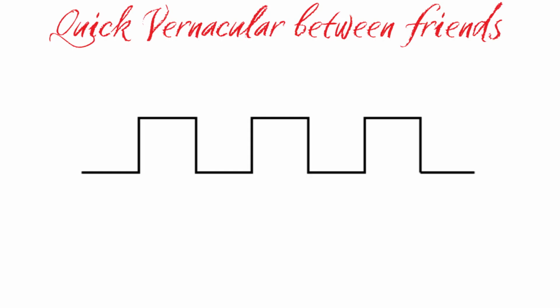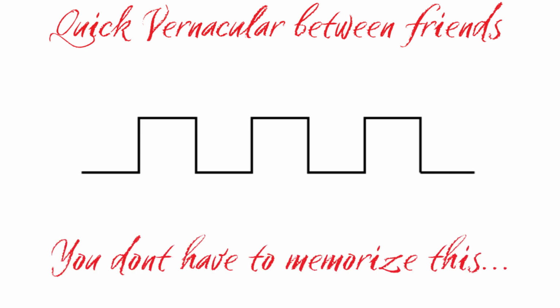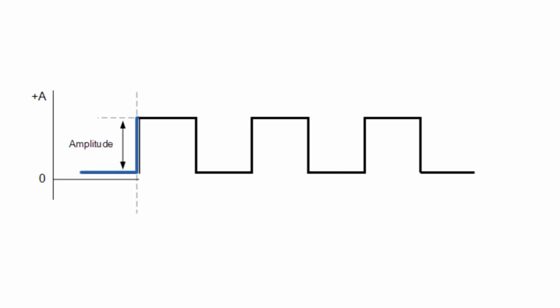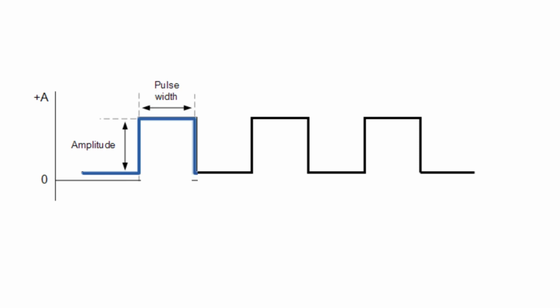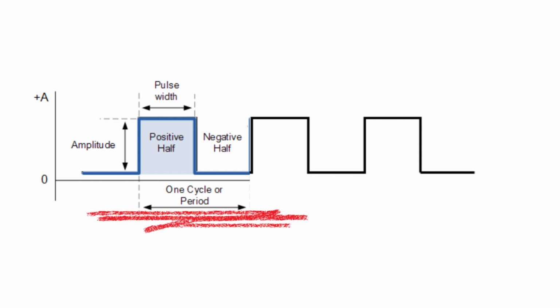There's some vernacular, some wording. You don't have to memorize this; we're just going to go over it quickly. The amplitude is the height of a waveform, and we're going to talk about the square waveform all the time. The pulse width is your duty cycle, so to speak. Then you've got your positive half and your negative half. Just one cycle per period is the only thing I really want you to focus on, because that's going to come back in the future.